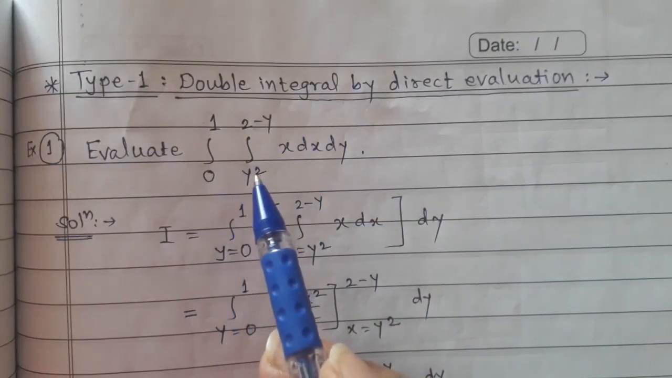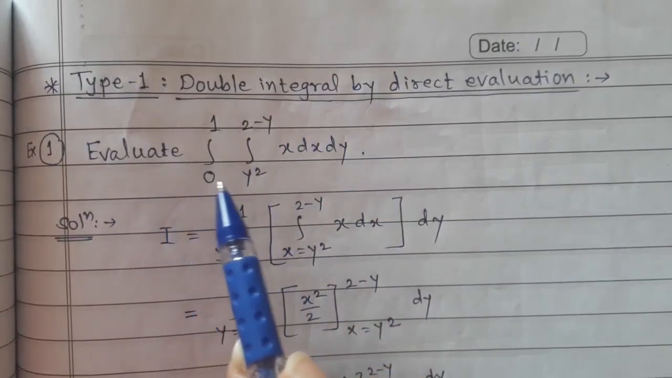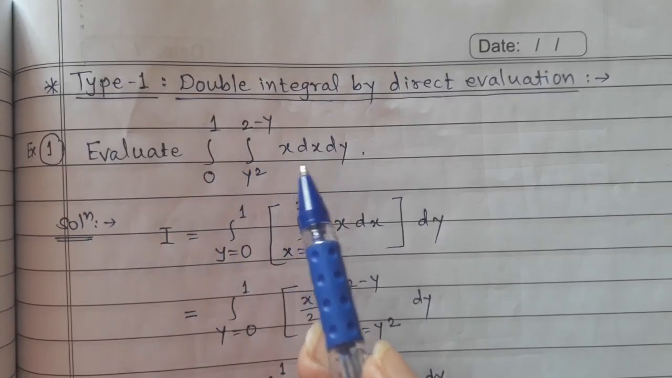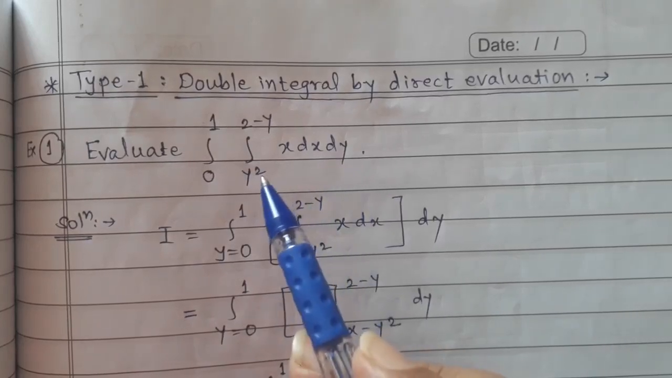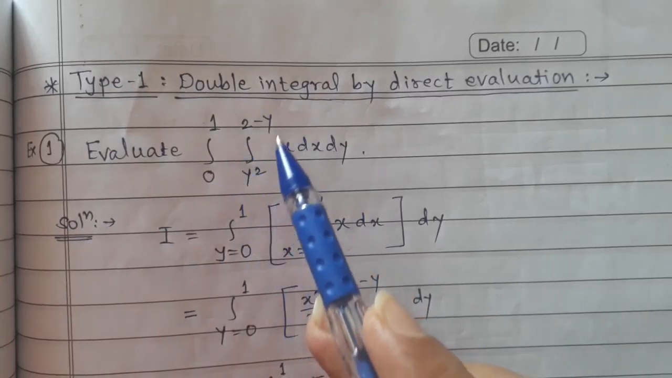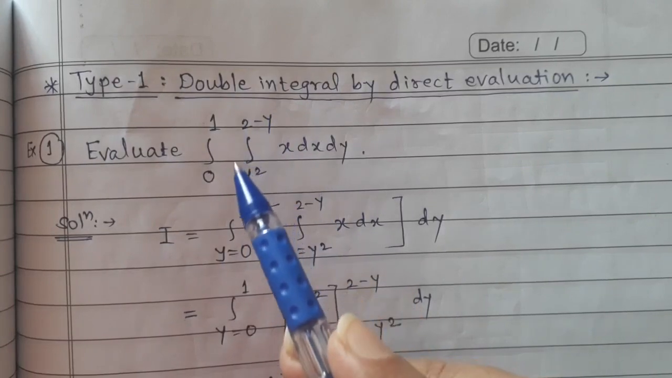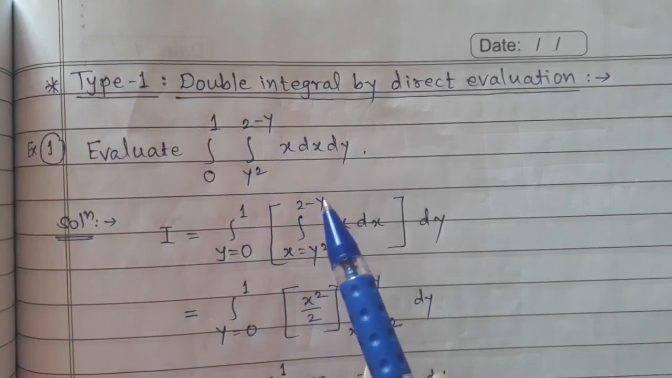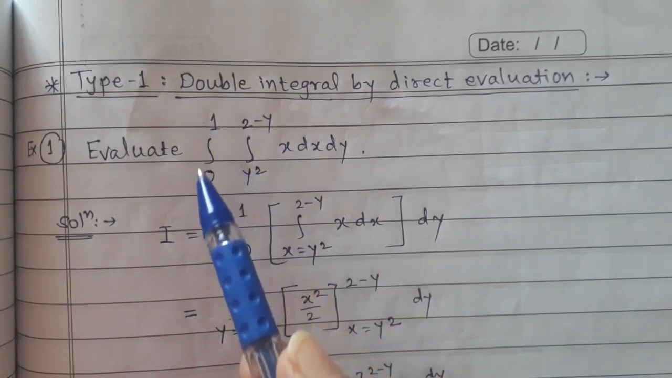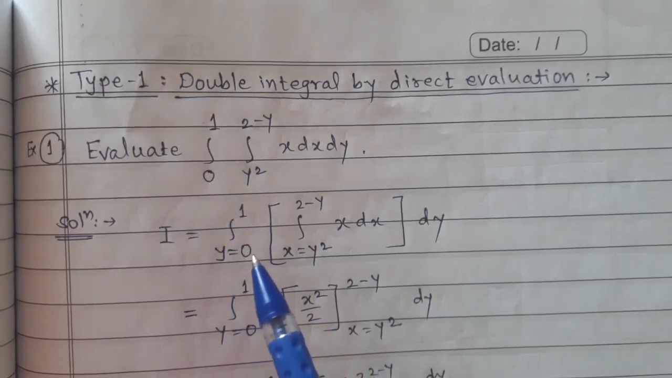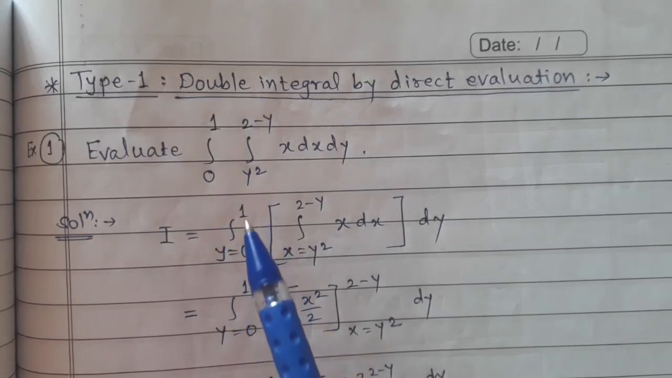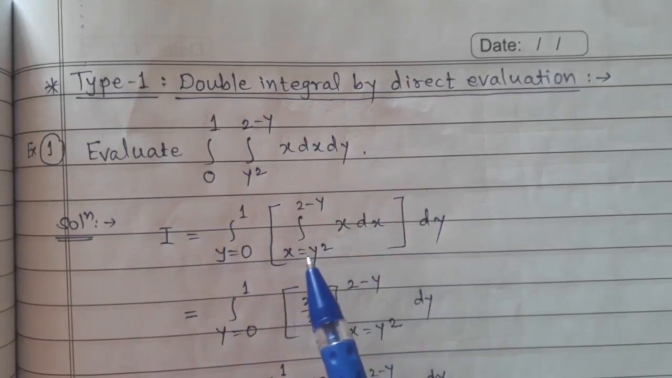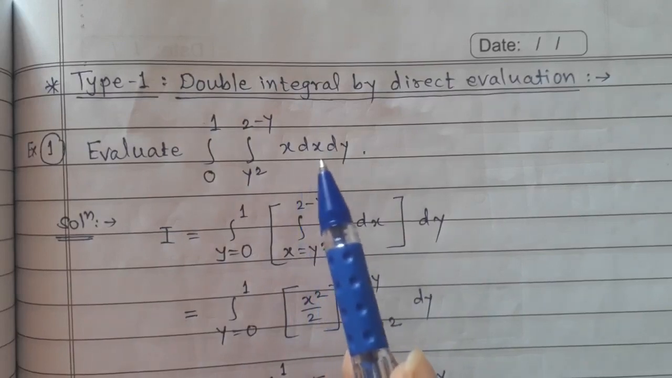Question 1, evaluate integration from 0 to 1, integration from y square to 2 minus y, x dx dy. Observe that these limits are containing y, that means they are the limits of x. So I have written it, x is equal to y square to 2 minus y. Obviously remaining are the limits of y, therefore y is from 0 to 1. But here limits of y are constant, therefore dy is outside. Integration x is from y square to 2 minus y, x dx.